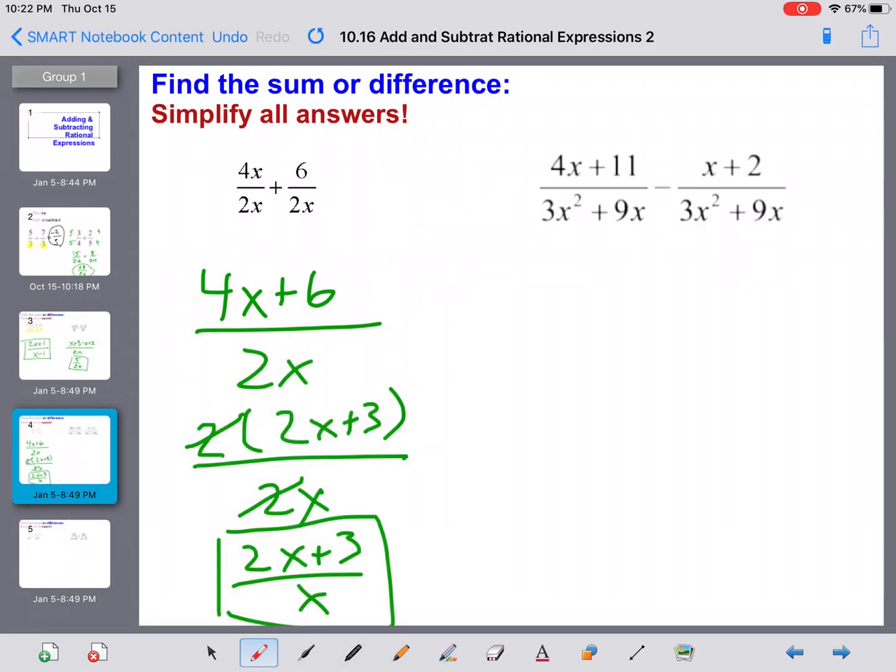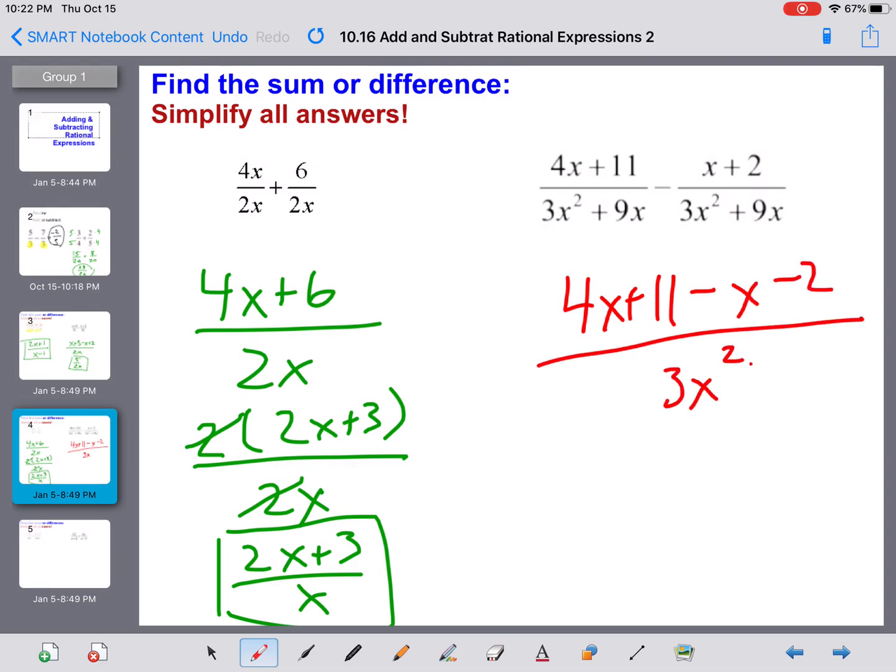Kind of similar to what we did with subtraction earlier. We're going to distribute the negative, so we're going to say 4x plus 11, minus x minus 2, all over that common denominator of 3x squared plus 9x. Okay, we want to combine like terms up top, so we're going to get 3x plus 9 over 3x squared plus 9x.